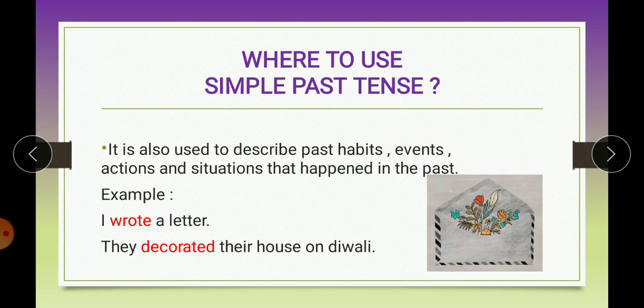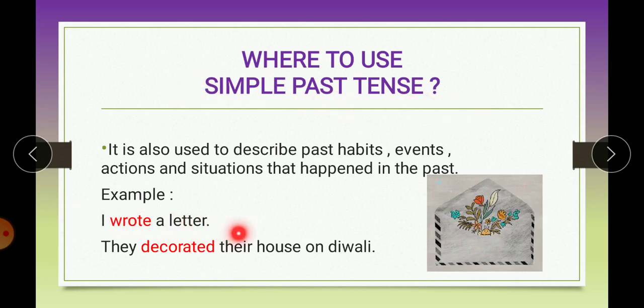Events like any party, any birthday party, any occasion, any marriage that you have attended. So that is past event. Actions and situations that happened in the past. So कोई भी चीज़ जो पहले हो चुकी है and now if you are telling about those things, then you have to use simple past tense. Like maybe कल आपने जो भी किया, whatever you did yesterday at home, then those things if you are today telling to your friend, you will use simple past tense.